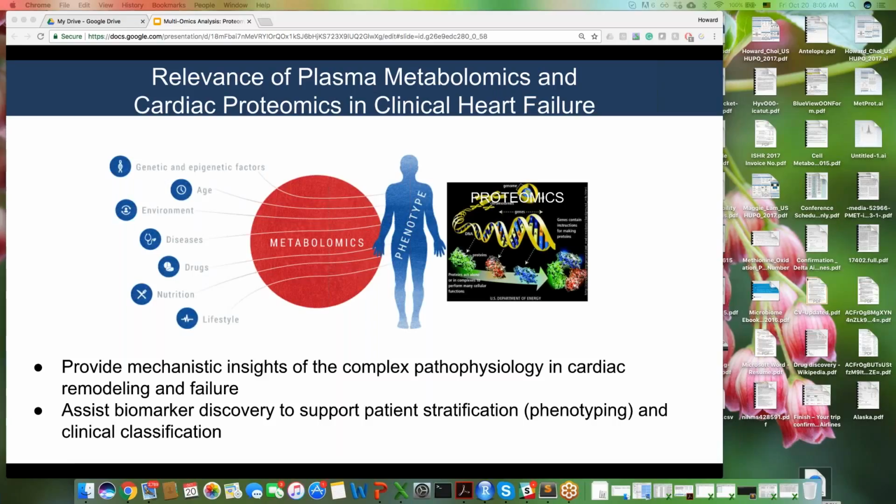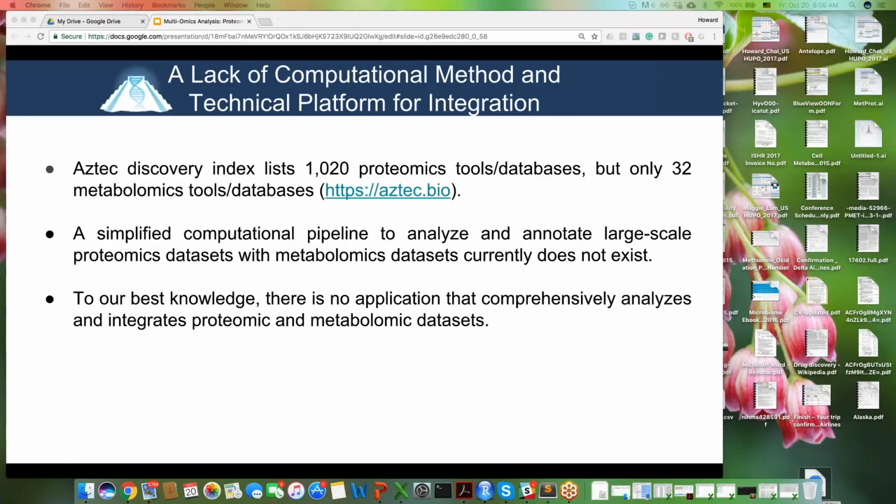Despite the importance, proteomics and metabolomics data sets are often fragmented and rarely integrated. More crucially, there is a lack of computational methods and technical platforms for integration. In the Aztec Discovery Index, we found approximately 1,000 proteomics tools and databases, while we only found 32 metabolomics application databases. And to the best of our knowledge, the availability of applications that comprehensively analyze and integrate both omics is currently very limited. So this limitation hinders our capability to actually identify driver molecules relevant to a certain disease.